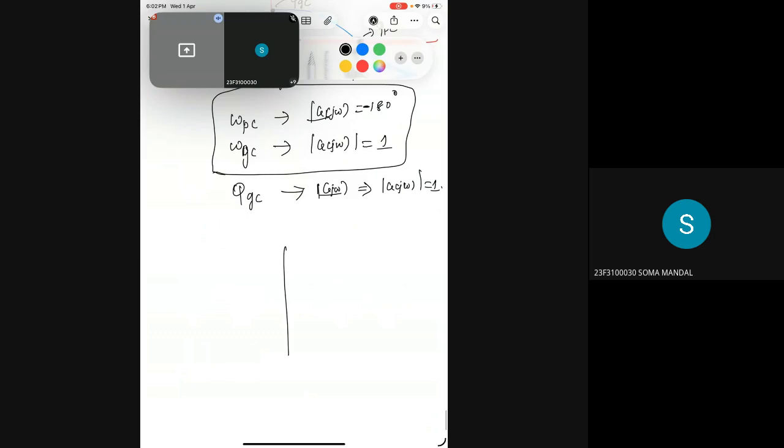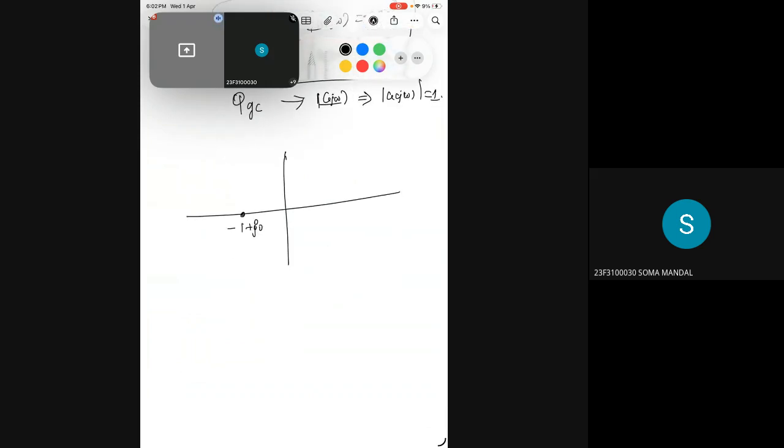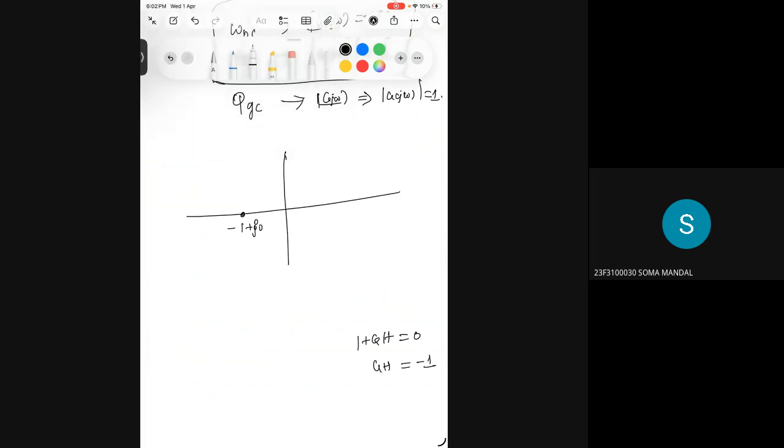See, if this is my -1 plus j0, right? Why we are particularly focusing on -1 is another story, because our loop transfer function is 1 plus GH. If we find the Nyquist plot for GH, then the critical point becomes -1. That's why we are looking at -1. This is one important point. Another thing is the Nyquist stability criterion tells that your system, where it is.